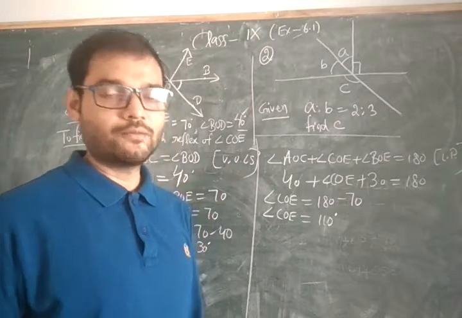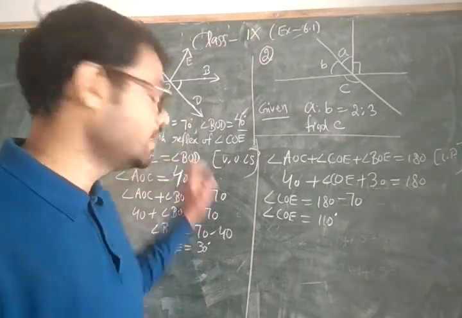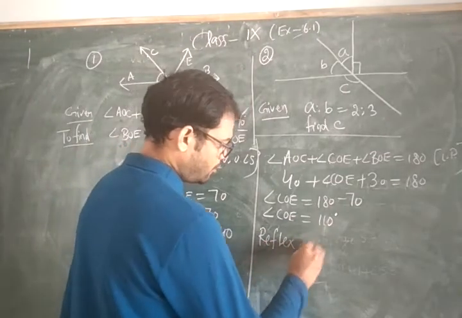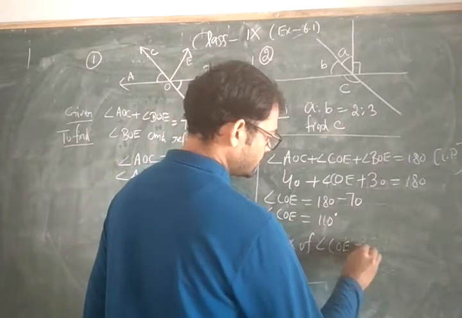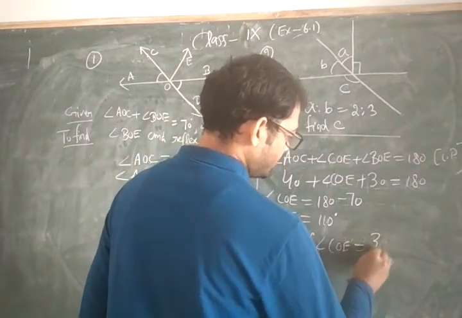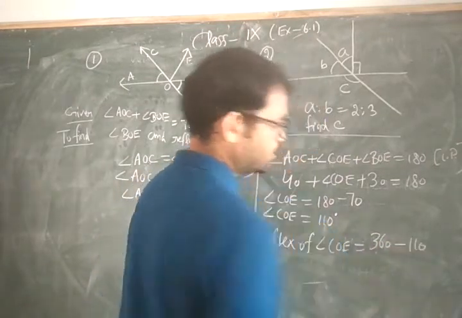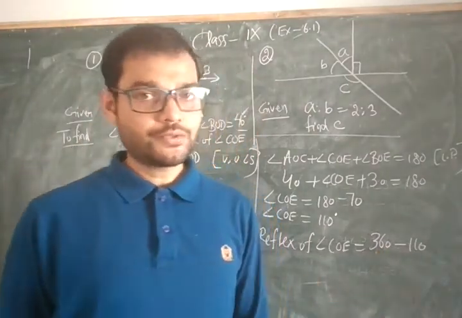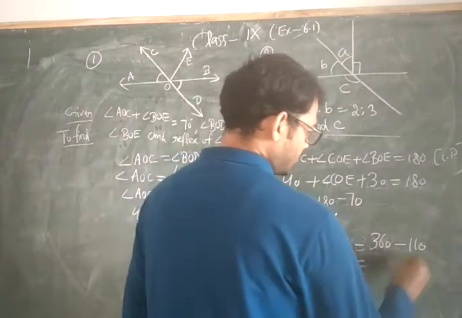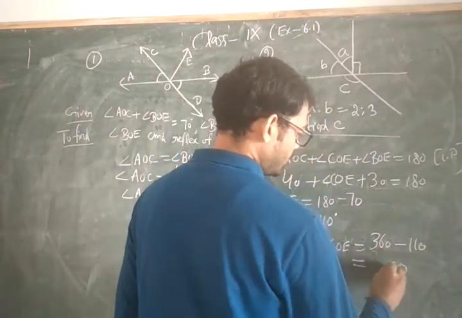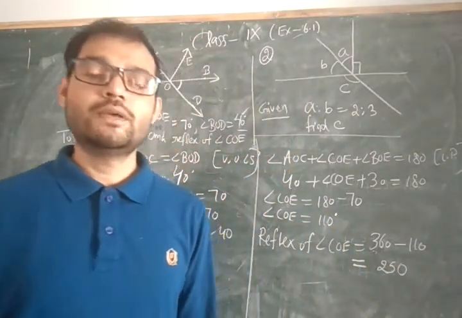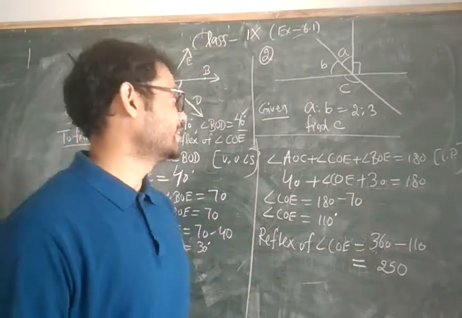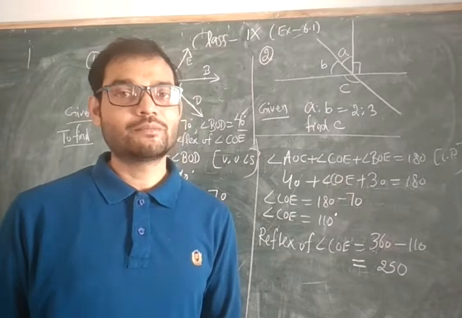So after COE this becomes 110, but we are finding the reflex. So reflex of angle COE is equal to 360 minus the same angle. Okay, whichever angle you have to find the reflex of, you subtract it from 360. So 250 degrees will be the reflex of COE. Got it? Okay. Now let's start question number two.